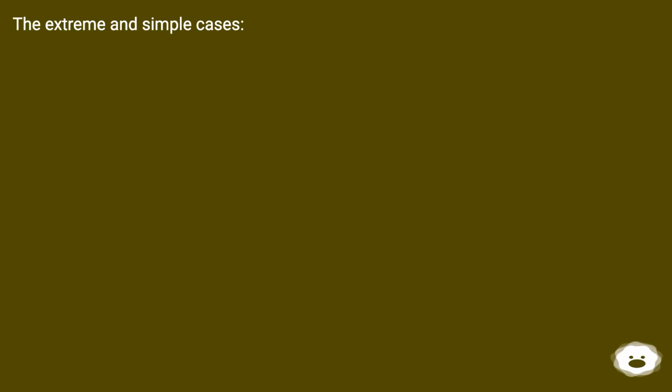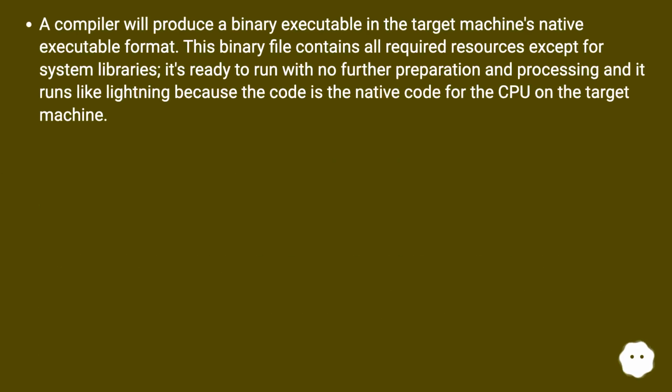The extreme and simple cases. A compiler will produce a binary executable in the target machine's native executable format. This binary file contains all required resources except for system libraries. It's ready to run with no further preparation and processing, and it runs like lightning because the code is the native code for the CPU on the target machine.